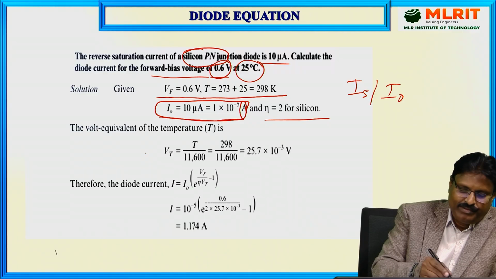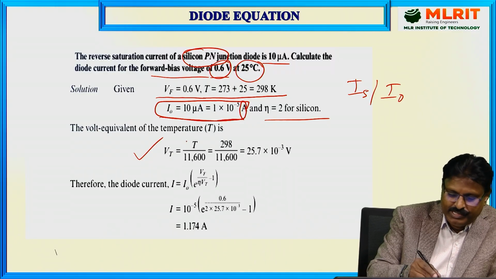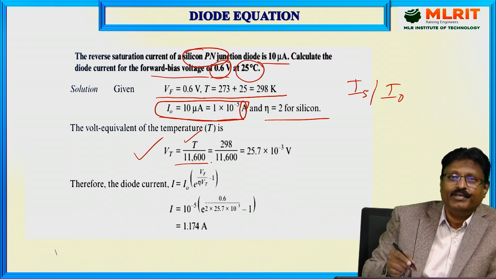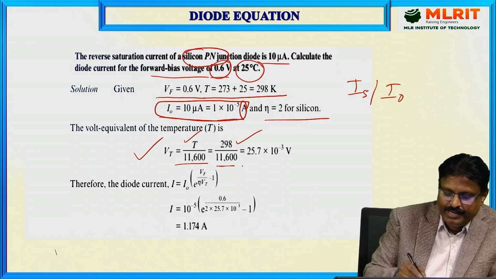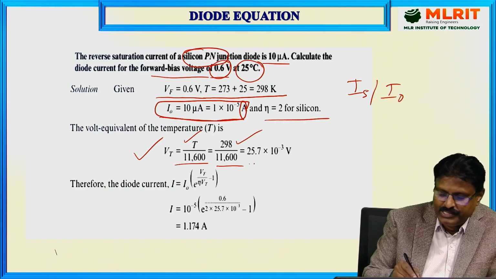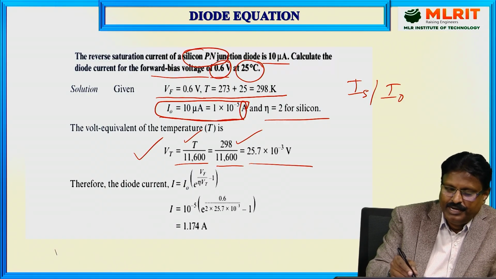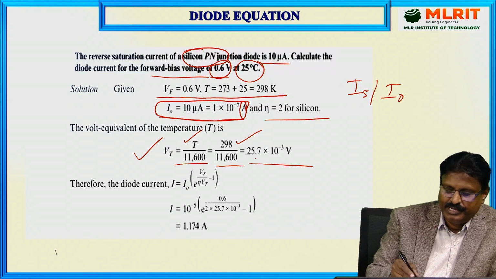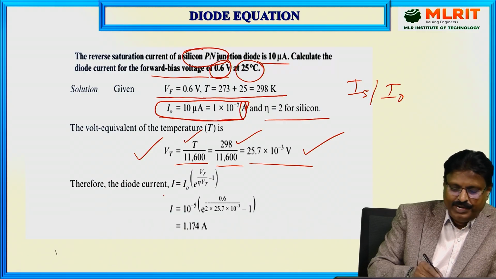Next we need to calculate the value of Vt. Vt is equal to capital T by 11,600, as I said in the formula. So here 298 by 11,600, you will get 25.7 times 10 to the power of minus 3 volts.